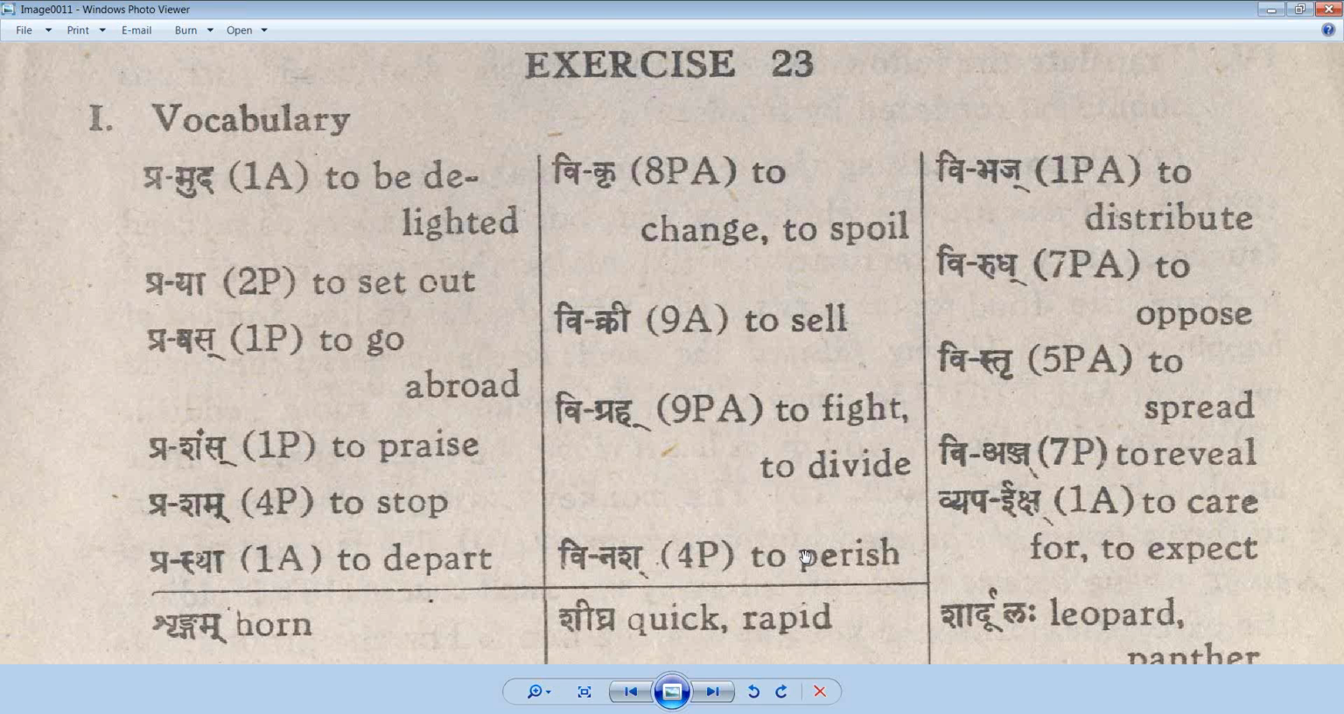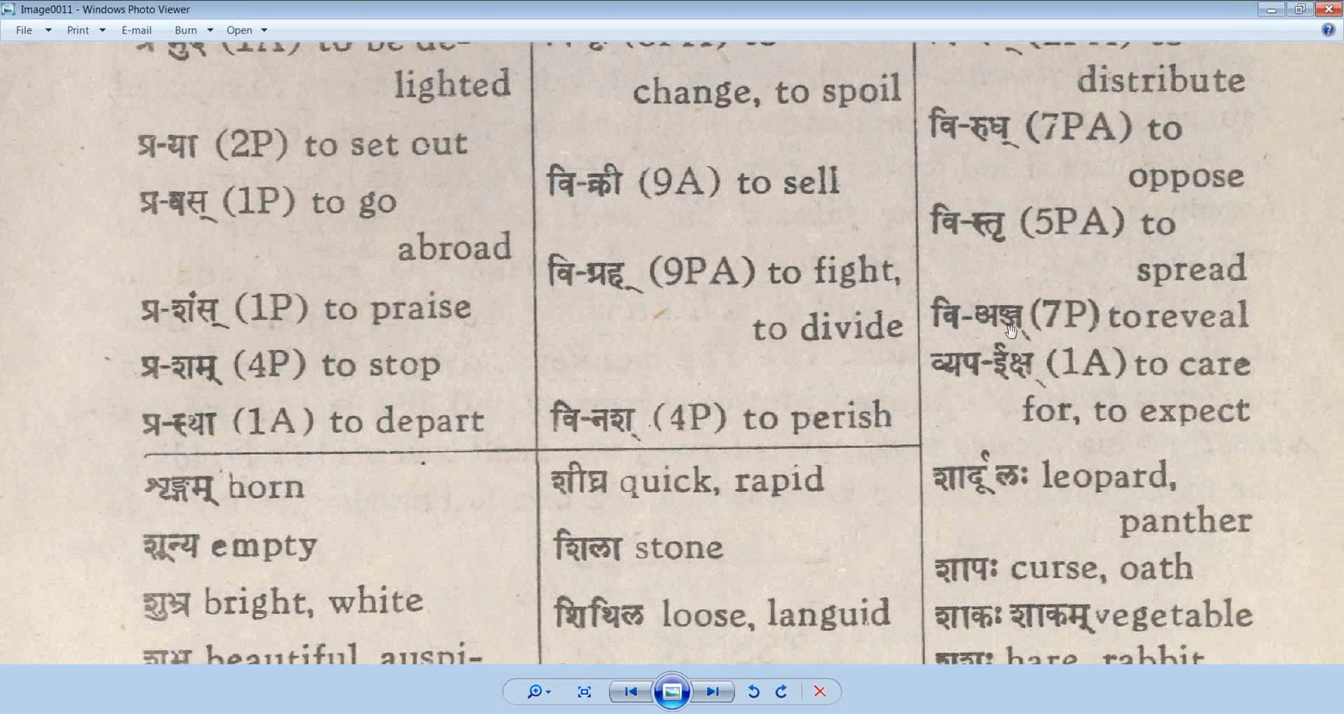Kechid vineshurasuraha, kechid nashta mahahavat. So nash doesn't only mean to perish. It can also mean to abscond, to be out of sight. But vinash means to perish. So some asuras died, some perished, some ran away. Vibhajya is to divide, distribute. Viruddha is, of course, to oppose, to block. Vistru is to spread. Vyanja is to reveal, to express, like vyaktam, to manifest, to reveal.